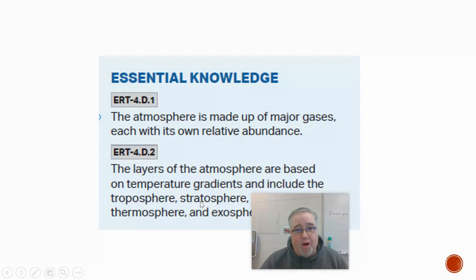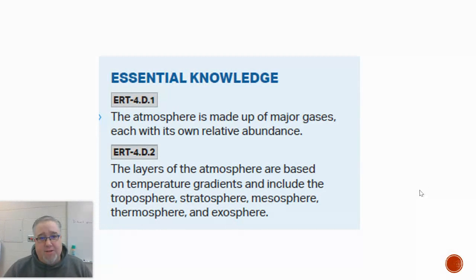So let's go ahead and start off with some of the essential knowledge that you're going to be expected to know for this particular topic. Two major things. The atmosphere is made up of major gases. We're going to go through some of those gases today and discuss what the atmosphere is made of, and what gases are more abundant than others. We'll also talk about different layers of the atmosphere, and there are five distinct ones. A few of these are more important than the others. Again, I'll get through that as I go through the lecture today.